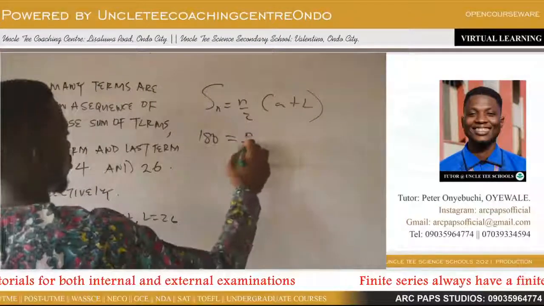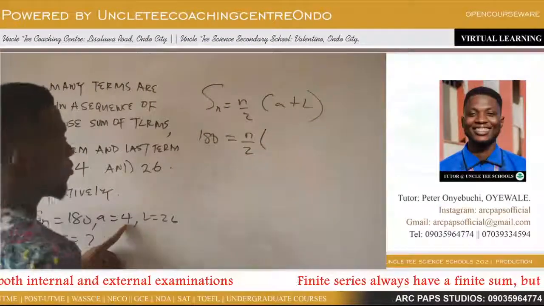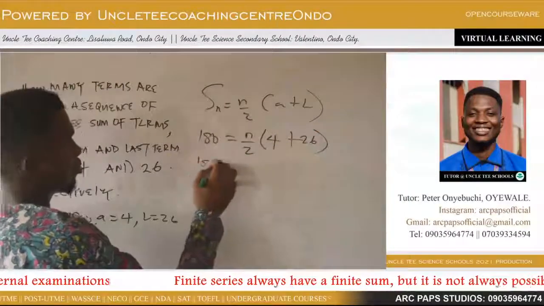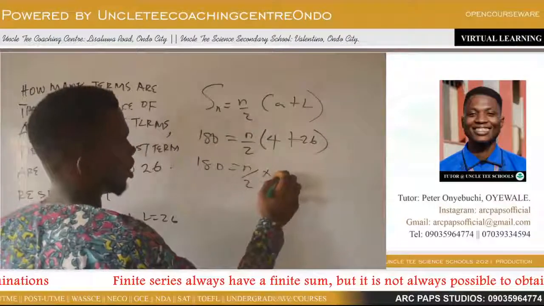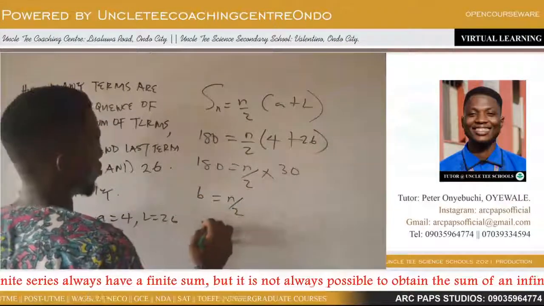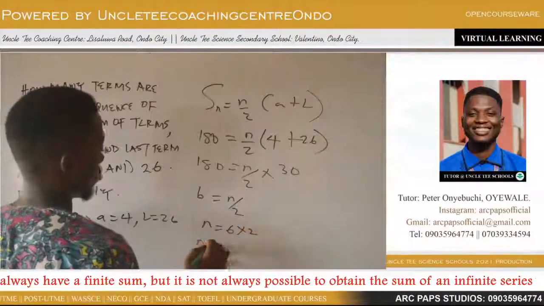So 180 will give us n over 2 into our first term, which is 4, plus our last term, which is 26. Now this 180 is equal to n over 2 times 4 plus 26, which is 30. Now 30 and 180, that's 6, is equal to n over 2. It means our n is equal to 12.